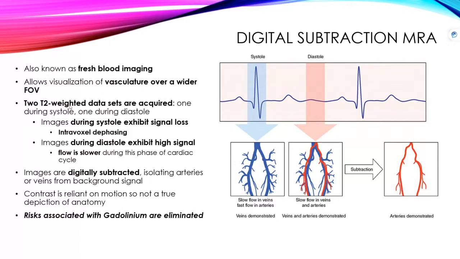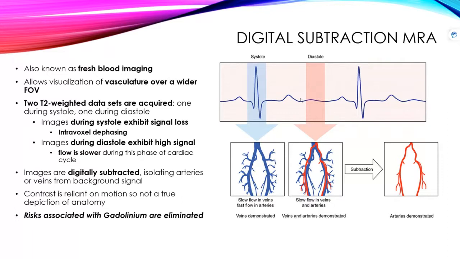Anyways, we're doing two T-weighted images, one during systole and one during diastole. Systole is going to exhibit signal loss due to intravoxel dephasing, and diastole is going to exhibit high signal because the flow is slower. You don't really have to remember this, but it's just kind of explaining it to you. Just remember that with digital subtraction, you're using the cycles of the cardiac cycle to actually create your image.